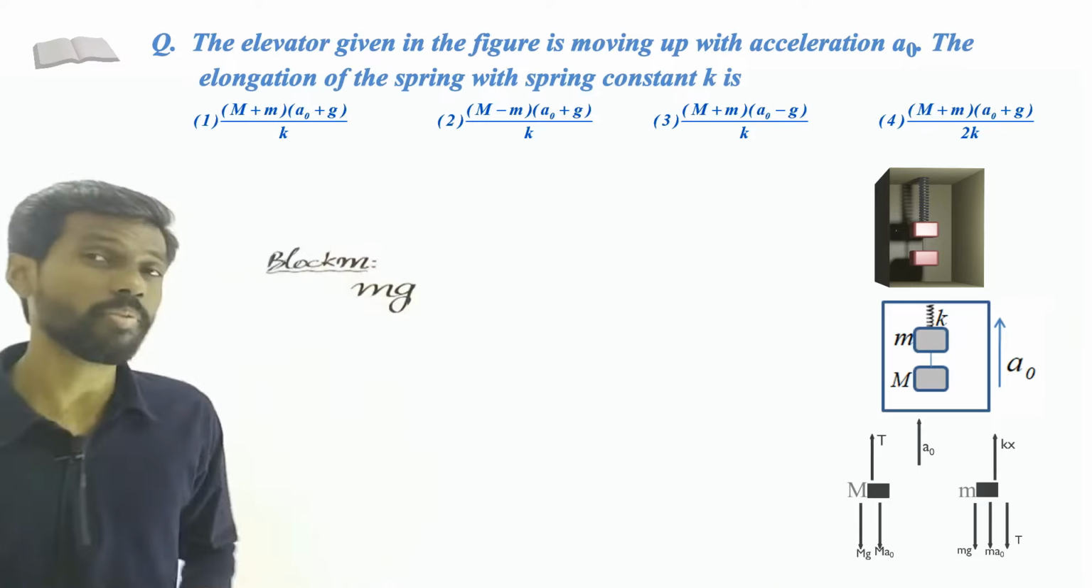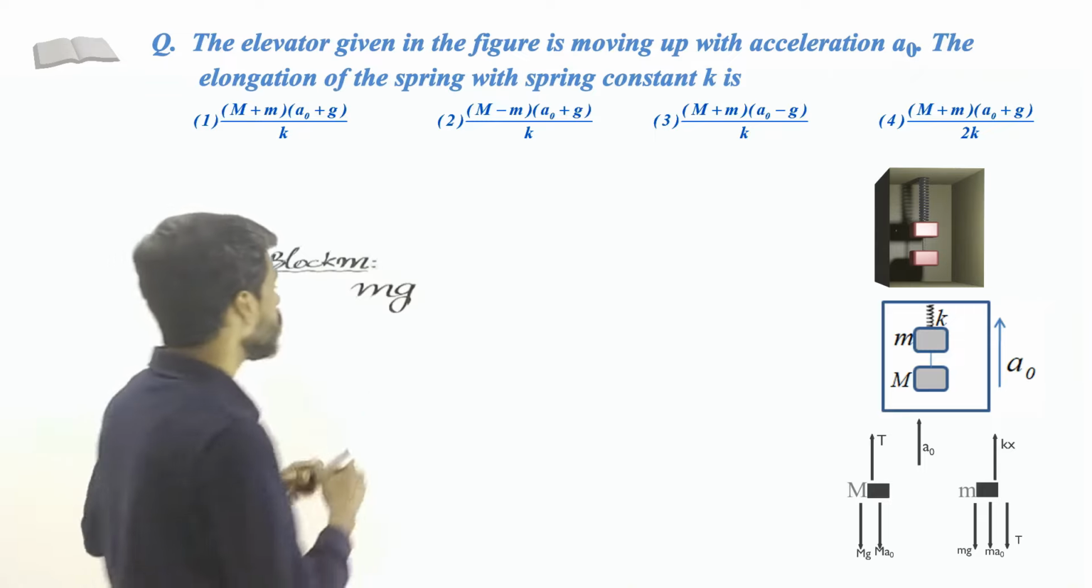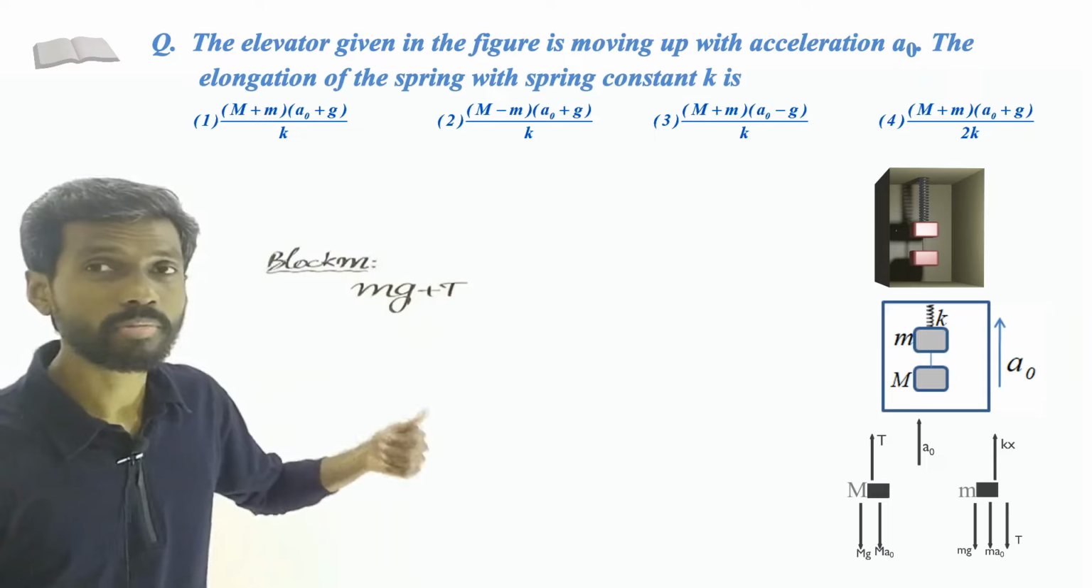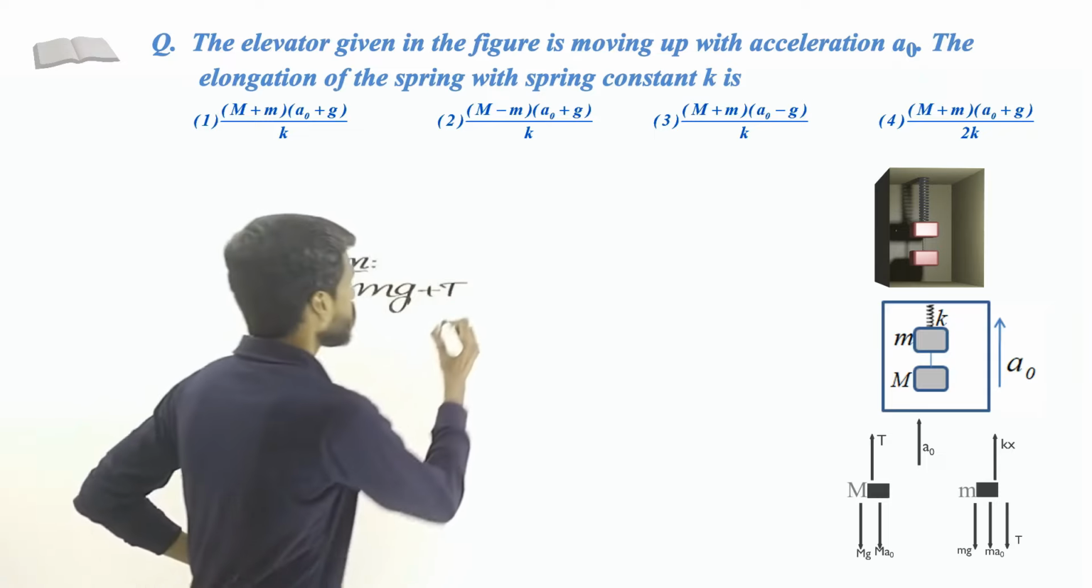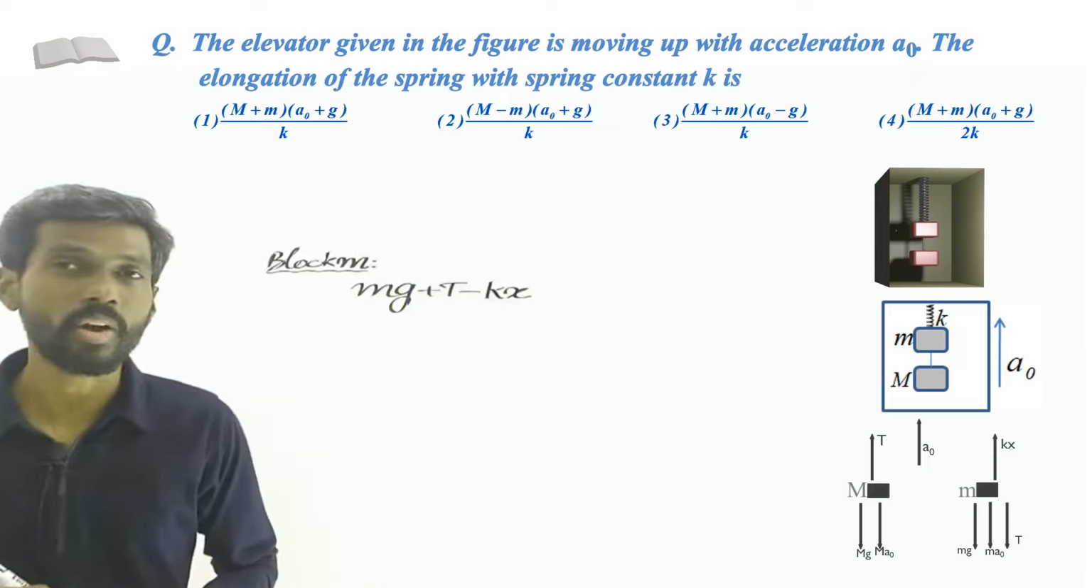And then the tension force, right? Tension in the string, that is also acting in the downward direction, so plus T. And also the spring force in the upward direction, minus Kx. So Kx is the elongation. These are the forces acting on that block.